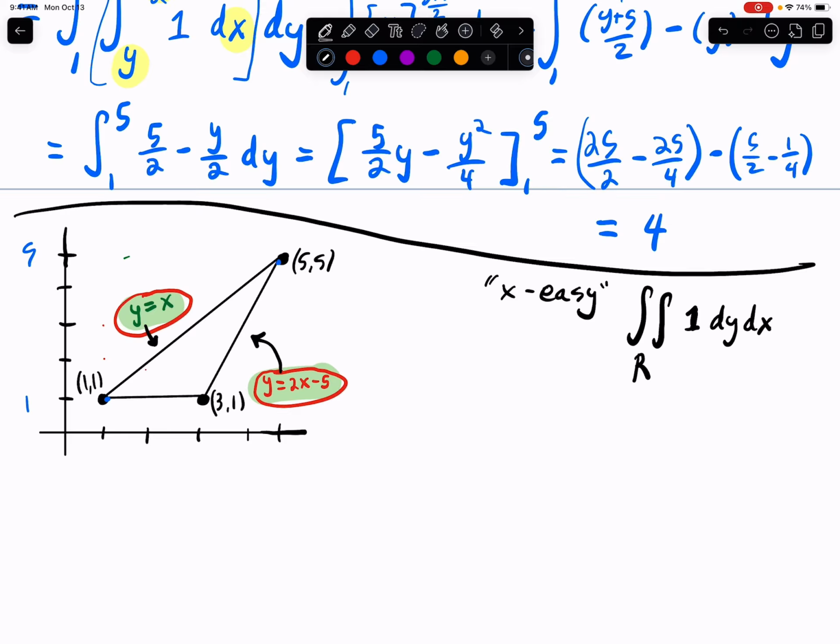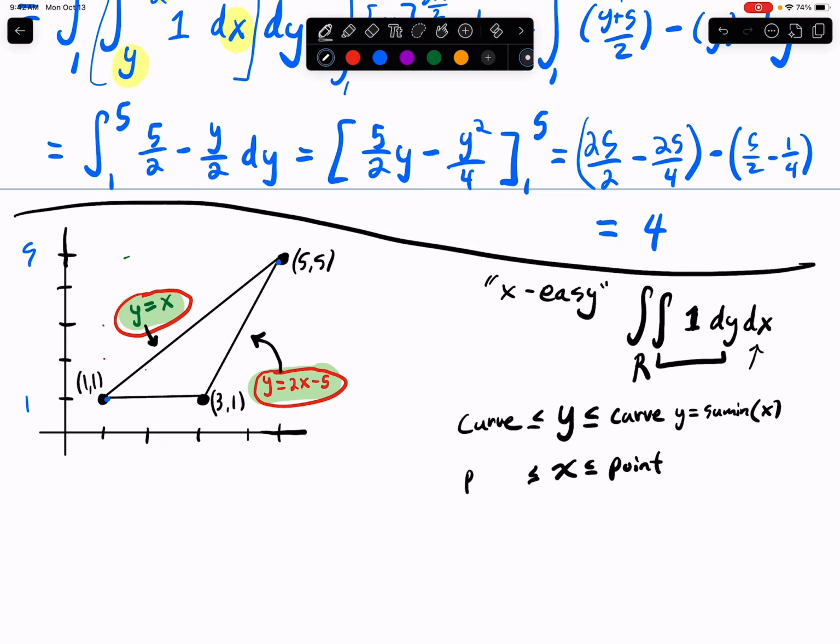Okay, so this says to figure out y from curve to curve. So this is y equals something in terms of x, and this is curve to curve. And then integrate on the outside, x from point to point. All right? So this is actually going to have to be split up into 2.